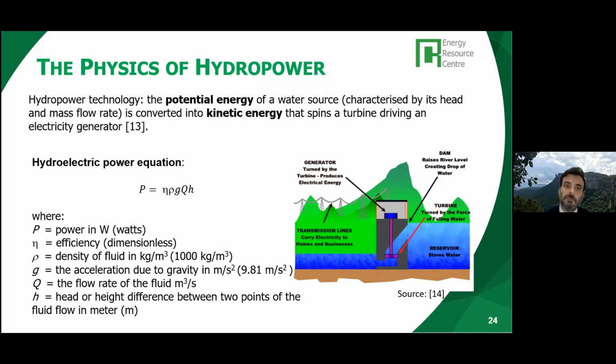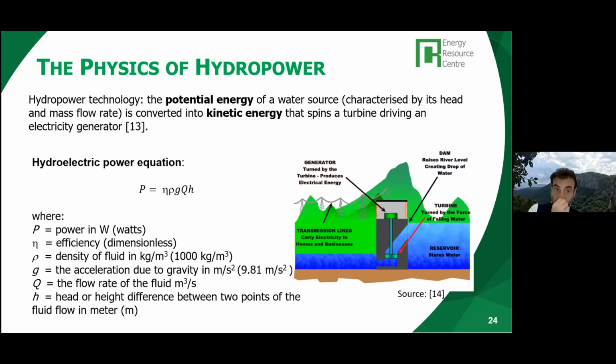Hydropower technology deals mostly with the potential energy of a water source, and that water source is characterized by its head and its flow rate, the mass flow rate, which is converted into kinetic energy. That water will be moving and hitting, spinning a wheel, a turbine, that is coupled to an electricity generator.